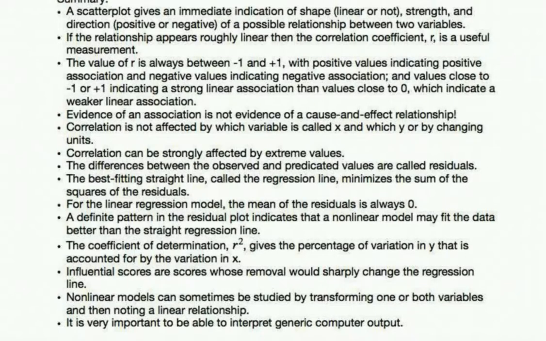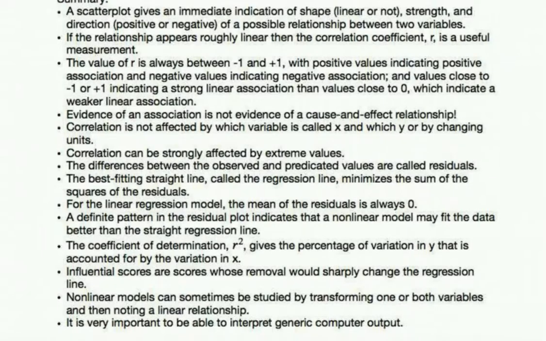Your prediction line is the best fitting straight line called the regression line, and it minimizes the sum of the squares of the residuals. Remember that for linear regression models, the mean of the residuals is always 0 because the sum of the residuals is always going to be 0. A definite pattern in the residual plot indicates that a nonlinear model may fit the data better than a straight regression line. The coefficient of determination R squared is going to give the percentage of variation in Y that is accounted for by the variation in X.